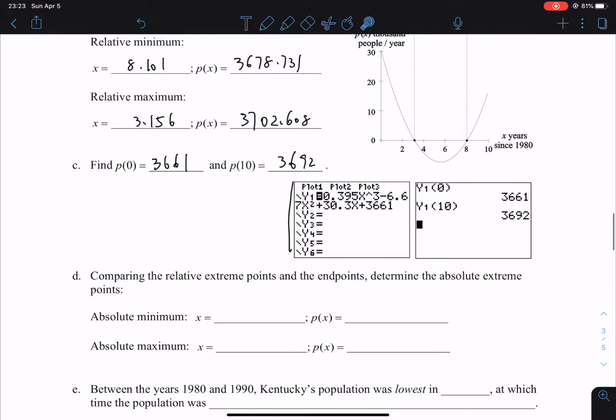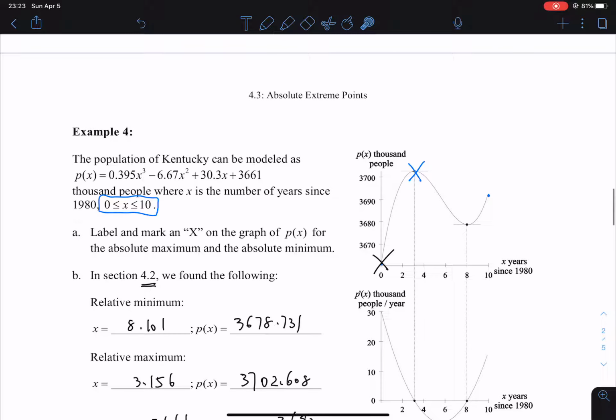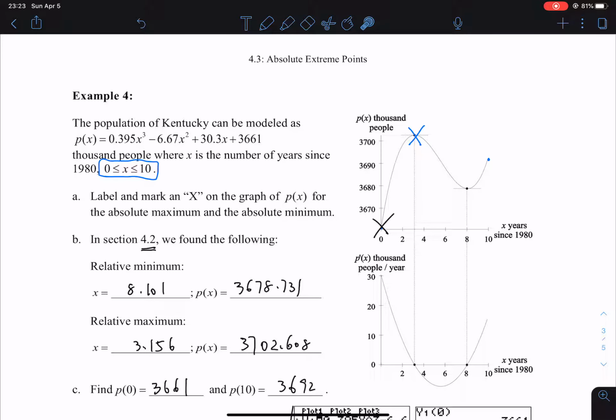The next one. This one shows you, if we are not given this function graph, and we are only given the function equation, how can we find the absolute extreme points? How can we find the absolute maximum point? And how can we find the absolute minimum point? This is a very good and very important example.